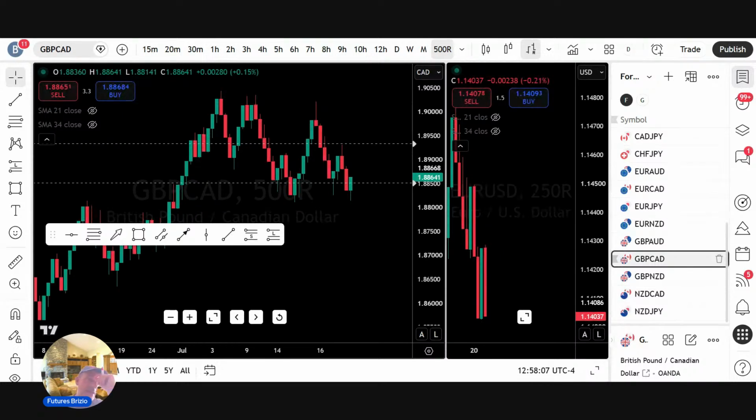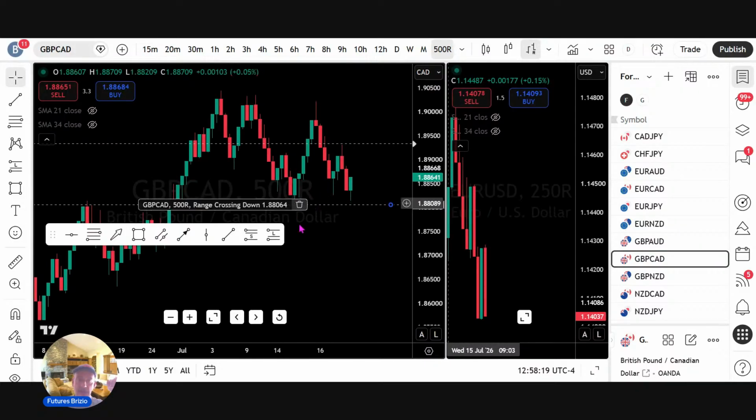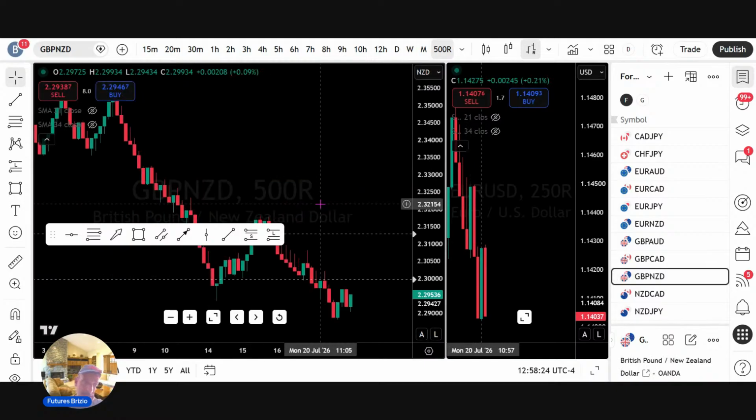Pound Canadian, I was in, but I closed it. I tried to go short here, and it got caught up at these lows and started trending higher, so I closed it before it got any worse. So this is not a great area right now. It would have to clear this zone before I would think about any short. So I'm not in that right now anymore.